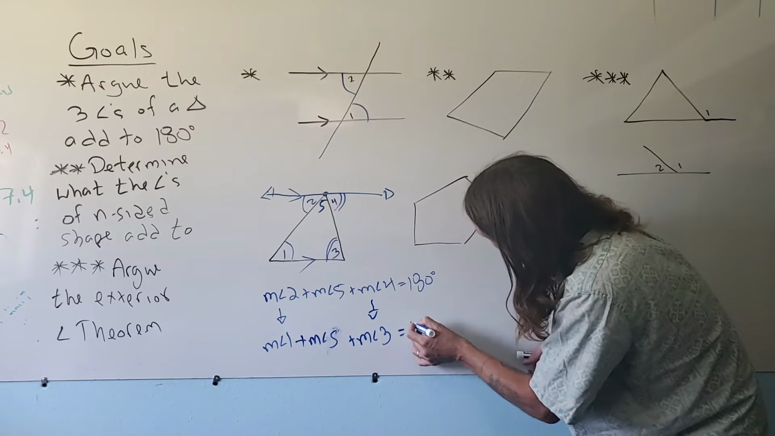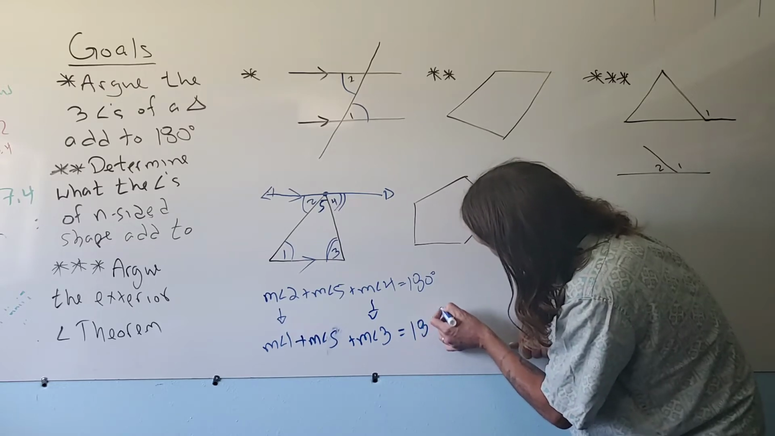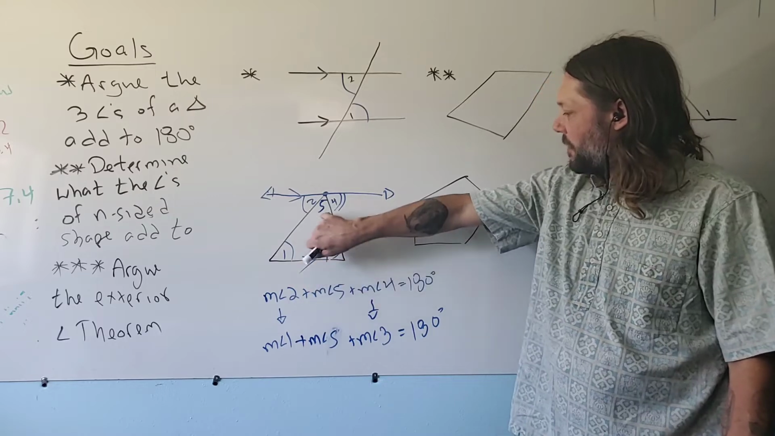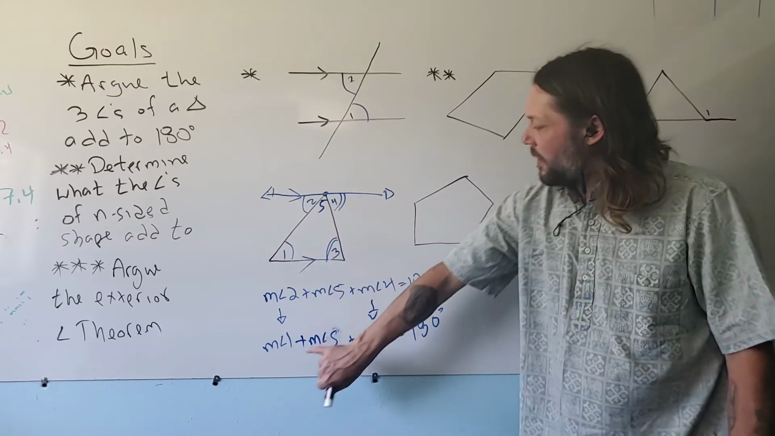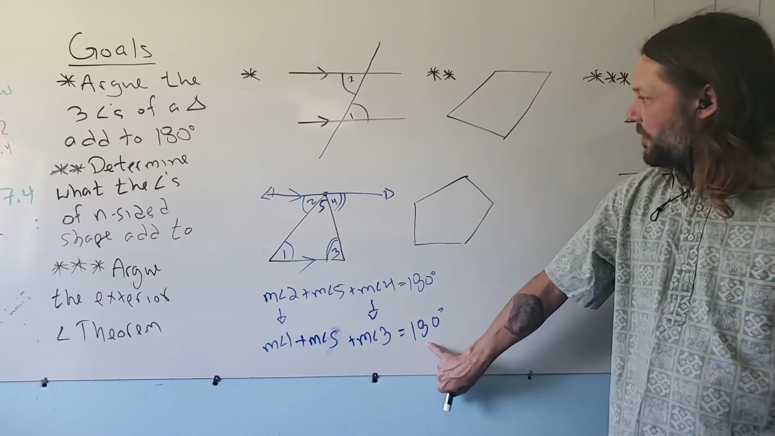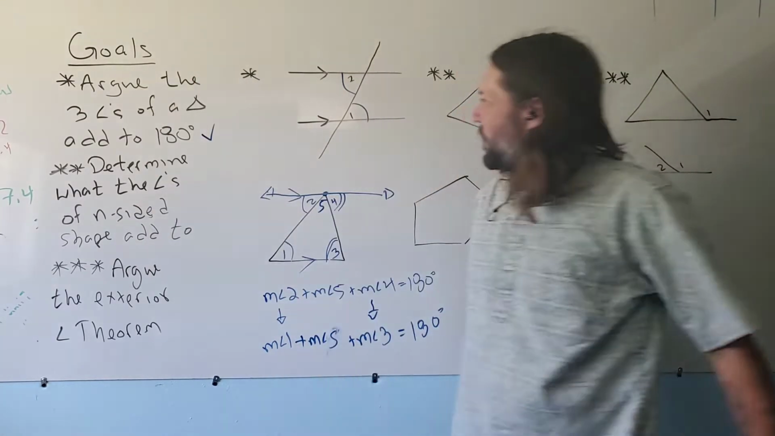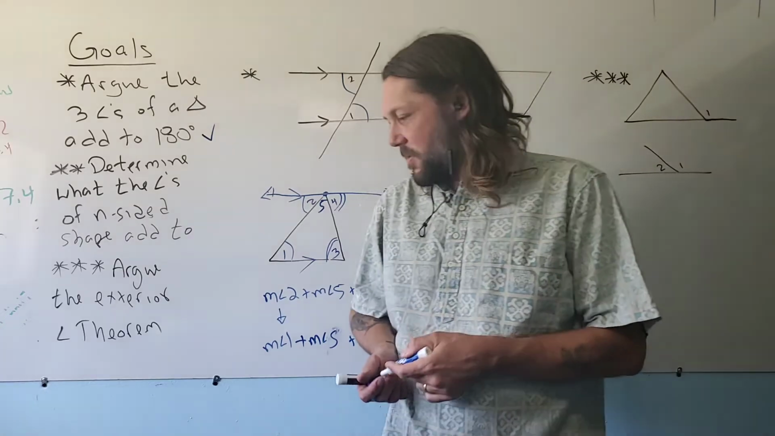And what I've just argued is that the three angles, angle 1, angle 5, and angle 3, the three angles of any triangle add up to 180 degrees. So every time we see a triangle, we know for sure that they add up to 180 degrees.